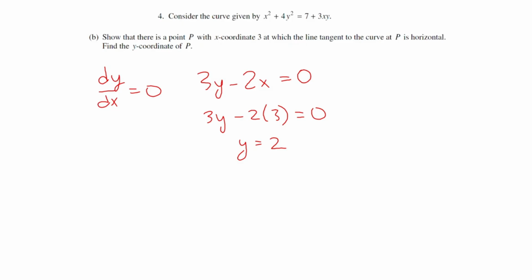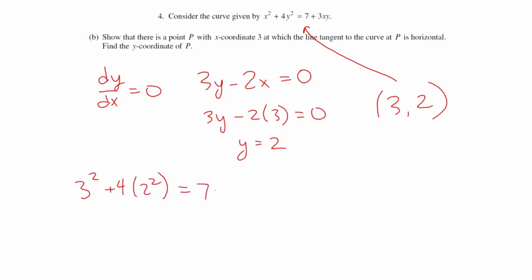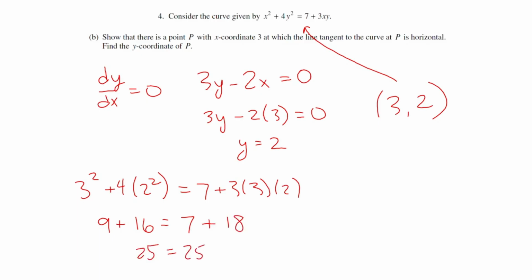But we also have to verify that that point is actually on this curve. Right? We can't just assume that it is. So we'll do 3 squared plus 4 times 2 squared equals 7 plus 3 times 3 times 2. And 3 squared is 9. So we got 9 plus 16 here is equal to 7 plus 18, which is true. So that point is on the curve. And so we've shown that there's a horizontal tangent line there. We found the y value, and we verified that it was on the original equation.